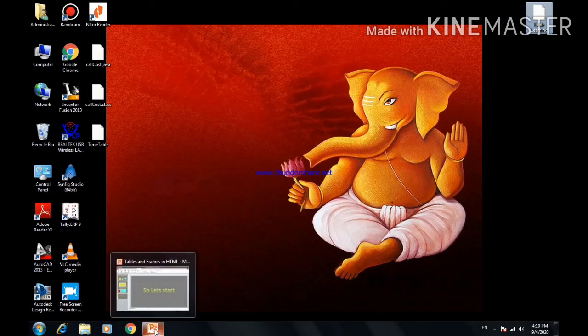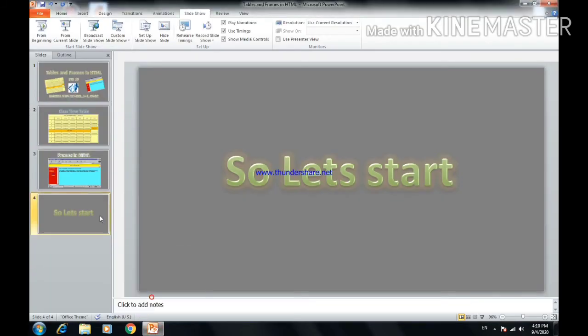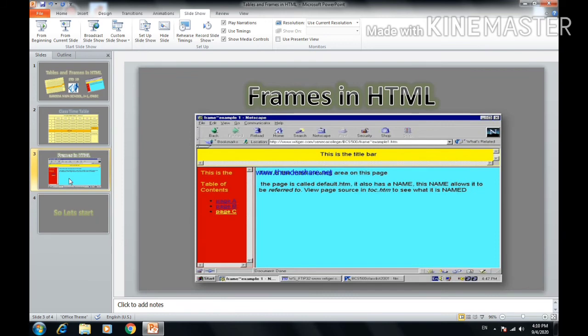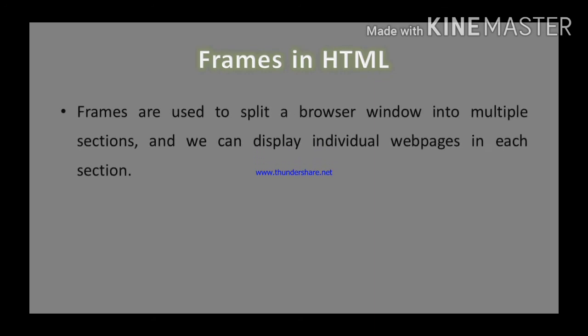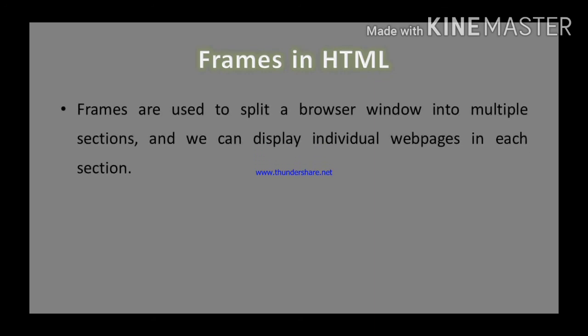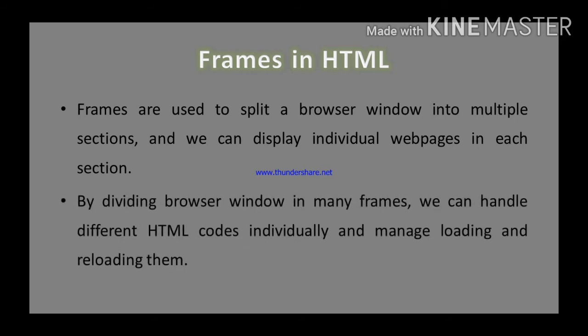Now let's start with frames. Frames in HTML. Frames are used to split a browser window into multiple sections, and we can display individual web pages in each section. By dividing the browser window into many frames, we can handle different HTML codes individually and manage loading and reloading them.